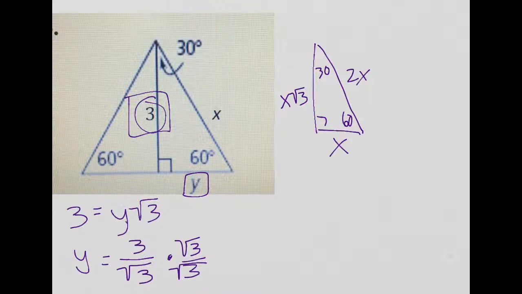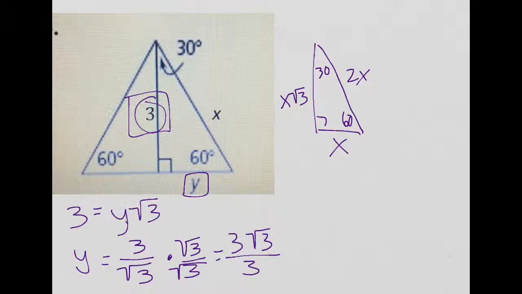Notice I had 3 over the square root of 3 right there by dividing by square root of 3 on both sides in that equation. And I want to rationalize that, so I'm going to multiply by the square root of 3 over the square root of 3. What does that do? Well, in the numerator, I get 3 times the square root of 3. And in the denominator, I get root 3 times root 3, which gives me 3.